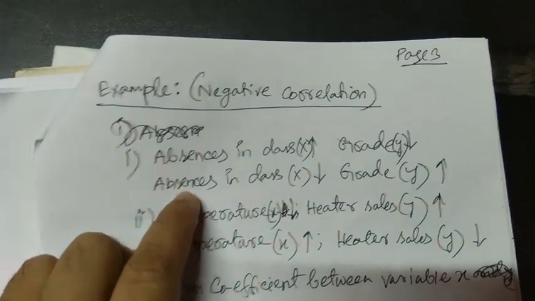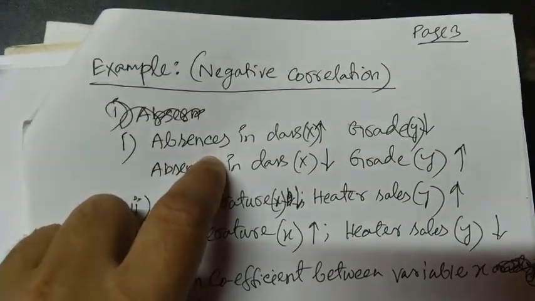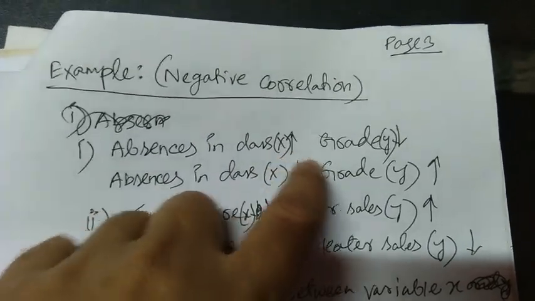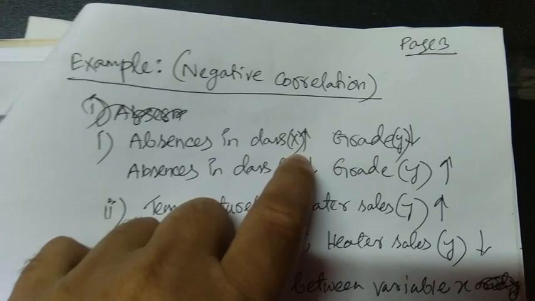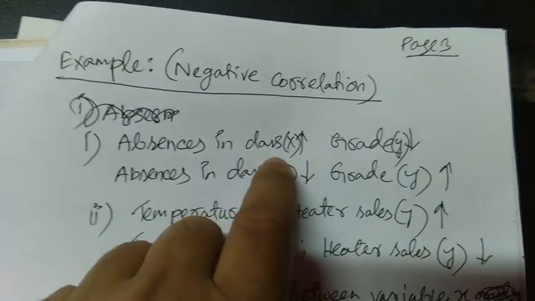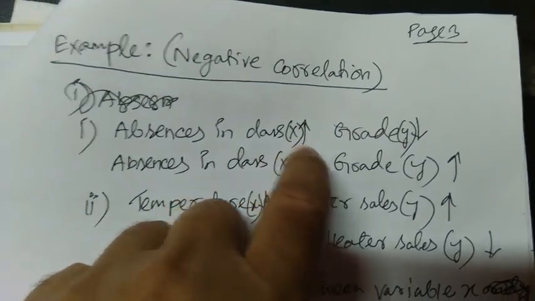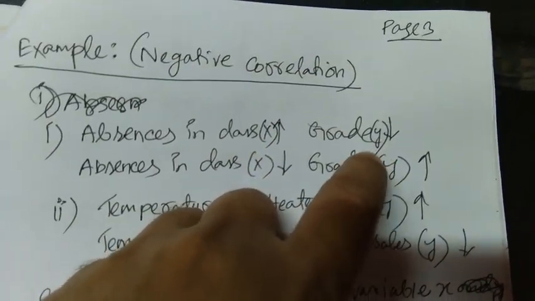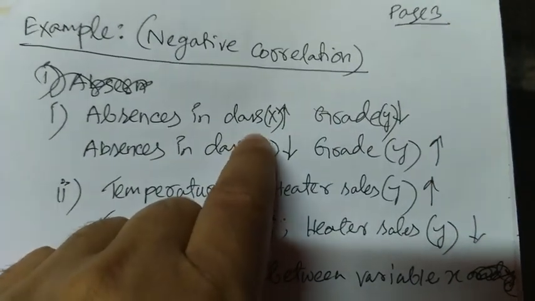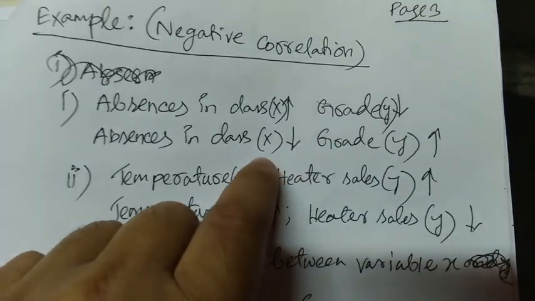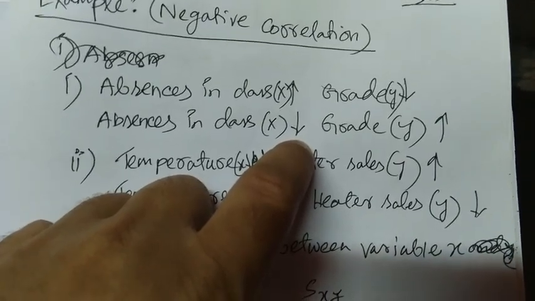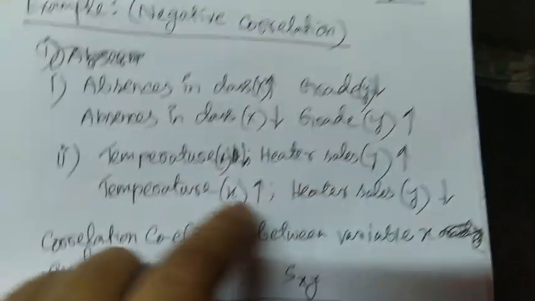An example of negative correlation can be absences in class. If absences in class go up, grade will fall. That means if you remain absent for more and more classes, your grade will fall. If you consider absences in class as the x variable and grade as the y variable, if x goes up, y will fall. That means negative correlation. If one goes up, the other will fall. If absences in class reduce, grade will be better.